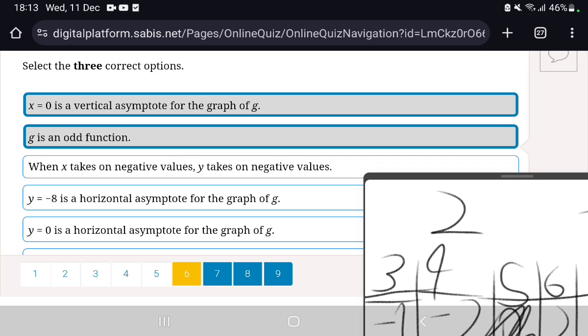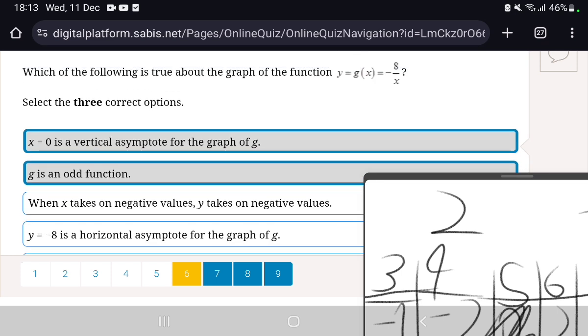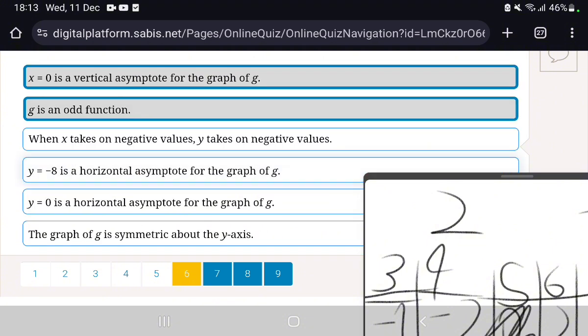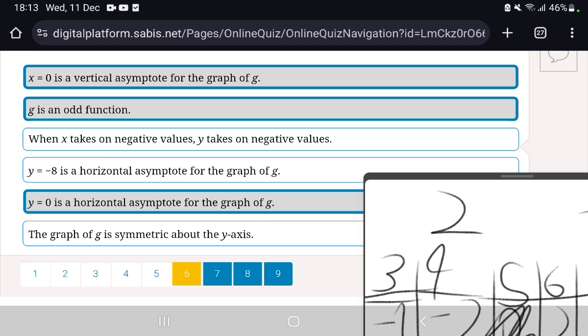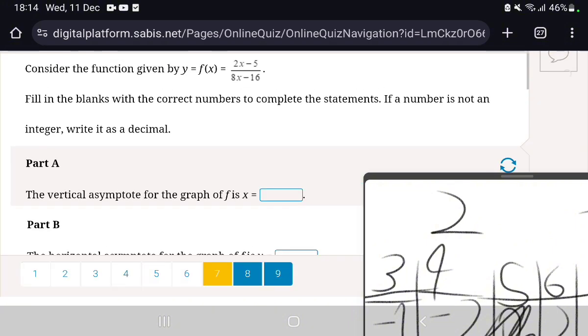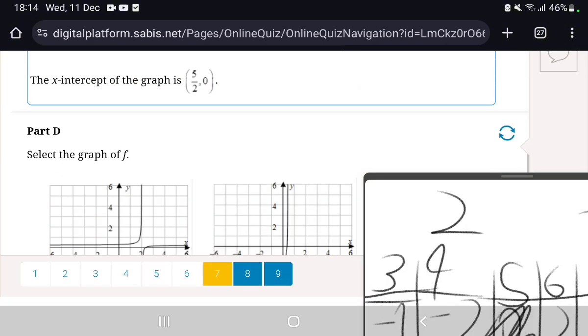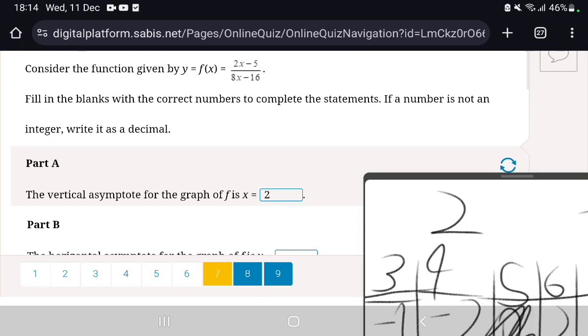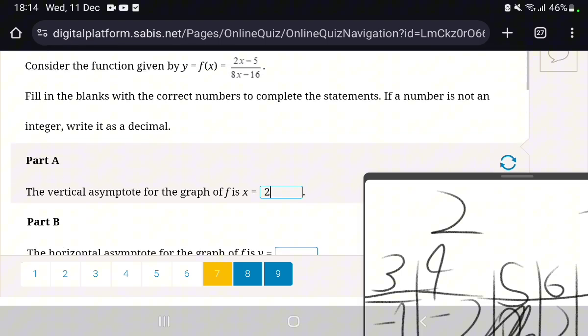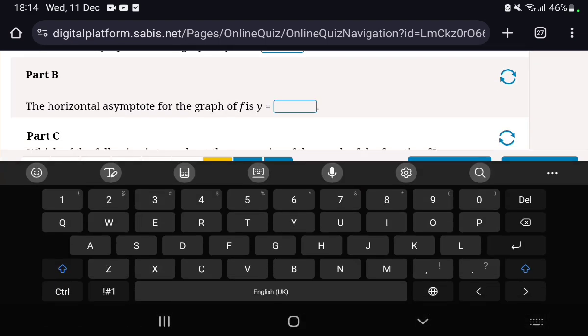The horizontal asymptote, we take the coefficient of x up divided by the coefficient of x down, which is 0 over 1, which is 0. So this one is wrong and this one's correct. And it's not symmetric about the y-axis, because if it were to be symmetric about the y-axis, the function would be even. And the vertical asymptote is, as we said 100 times, whatever makes the denominator equal to 0, so it will be x equals 2. And then the horizontal asymptote is the coefficient of x up divided by the coefficient of x down, which is 0.25.